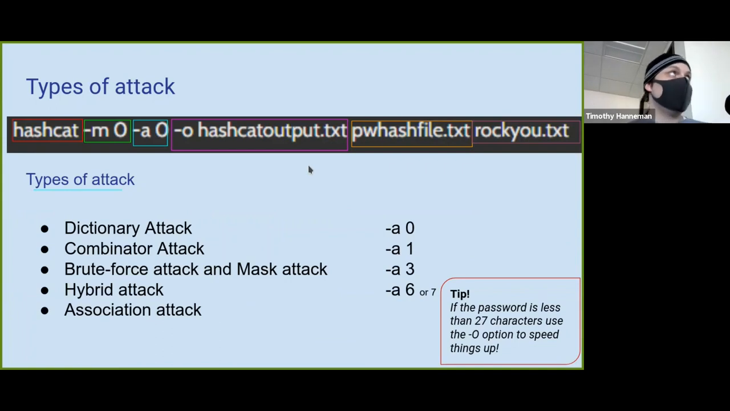Okay, types of attack. Hashcat supports, I believe, 5 types of attack currently. The association attack is new, so don't ask me about that one. You have a plain dictionary attack, which is indicated by -a 0. You have a combinator attack, which takes 2 dictionaries and makes combinations of those dictionaries. There's a brute force attack and mask attack. Mask is pretty cool because you can tell Hashcat the format and it generates the password format to try and crack. If the password you're trying to crack is less than 27 characters, you can use the -O option and it'll speed things up. That's important in a competition.